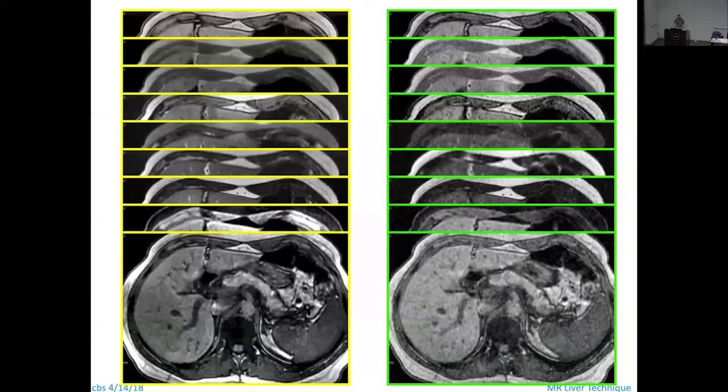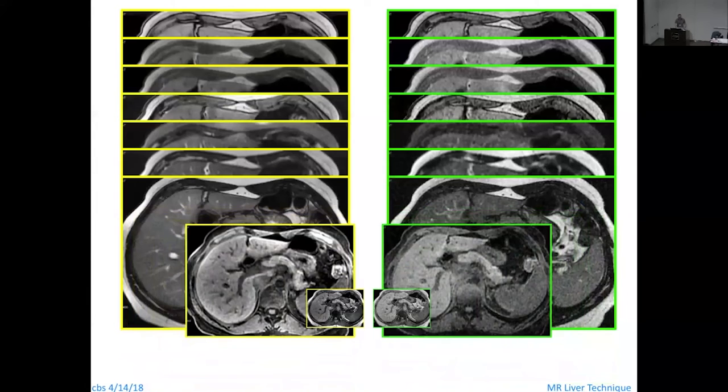So on your left and on your right are two sets of images. And as these images go by, I just want you to ask yourself, which image is noisier, which image looks grainier, and which image looks less grainy, less noisy. So you can look at the fat, for example, where is the fat brighter? You can look at the spleen and ask yourself, which spleen looks grainier, which spleen looks more homogeneous? So these are T1 weighted images, but let's look at some other images.